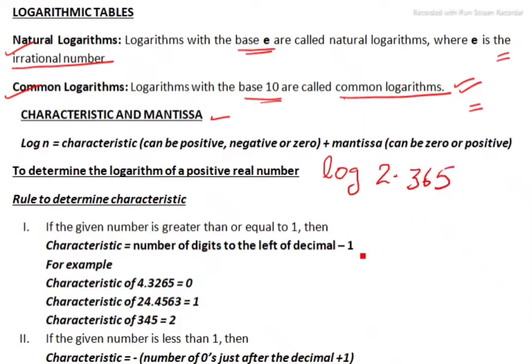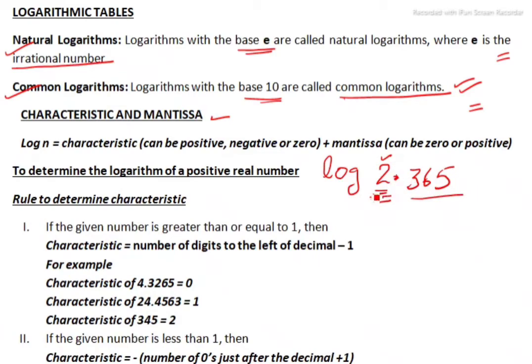2.365. Here, this 2, that means the number which is before the decimal, is called the characteristic, and the digits which are after the decimal are called the mantissa. I am repeating, the digits on the left hand side of the decimal are called the characteristic, and the digits on the right hand side are called the mantissa.